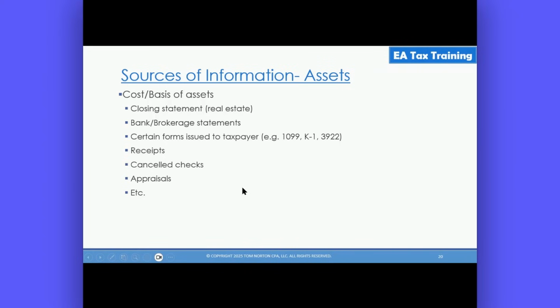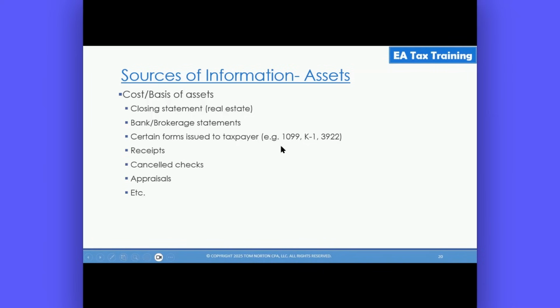Assets, again, we need to have some information about assets, particularly once they are being sold. So you want to know the cost or basis of those assets. So if it's real estate, they will likely have a closing statement. So if they bought a house, for example, there will be a closing statement. You'd like to have a copy of that. Bank or brokerage statements can help to understand stocks and bonds and mutual funds. There can be certain forms that were issued to the taxpayer.